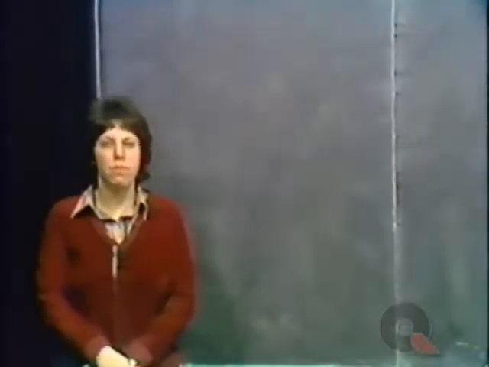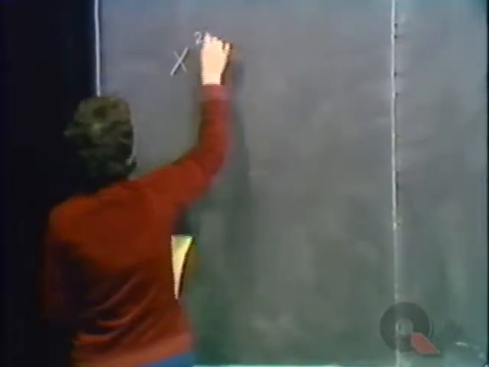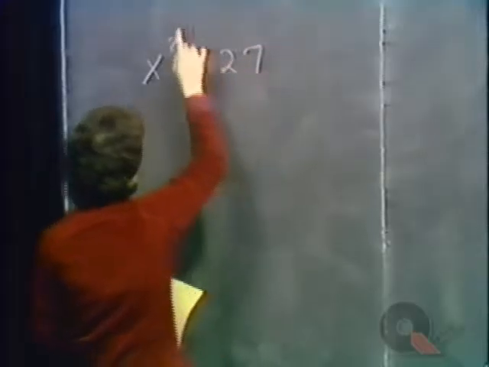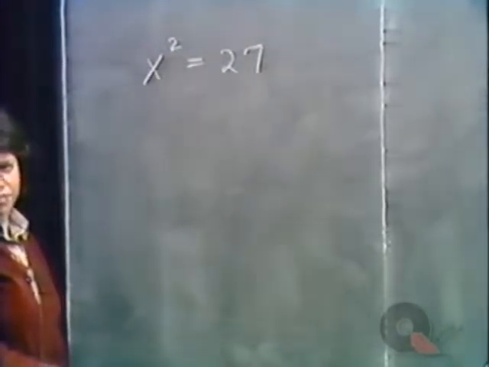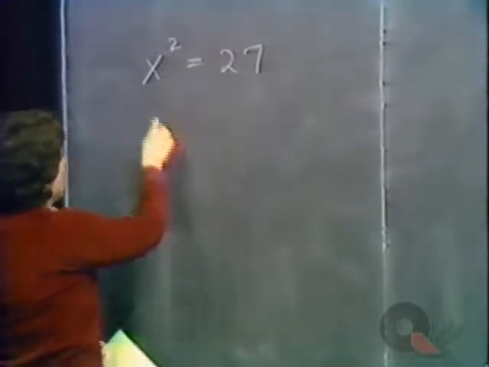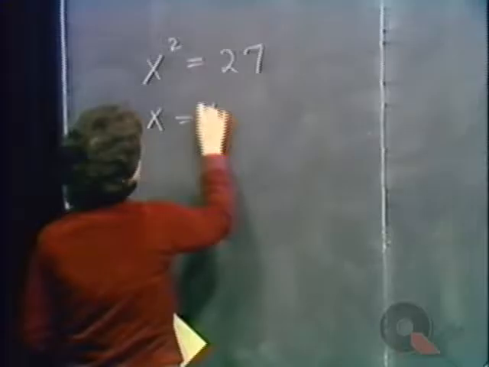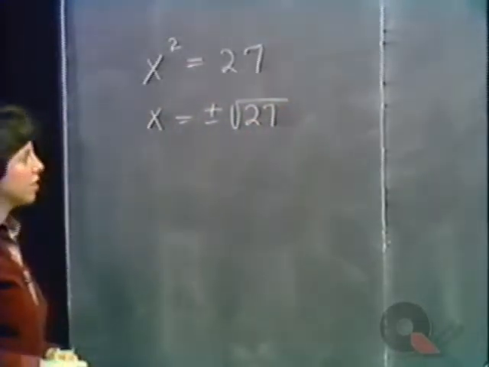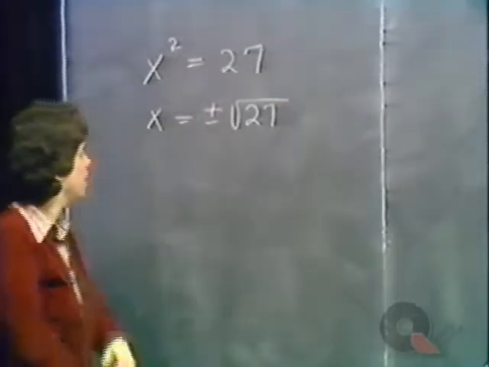In this videotape, we will learn how to solve exponential equations. You have seen examples of equations involving powers or exponents. This was the simplest type, like x squared equals 27. You know that you can solve this by taking square roots of both sides. x is plus or minus the square root of 27, which is a little over plus or minus 5.